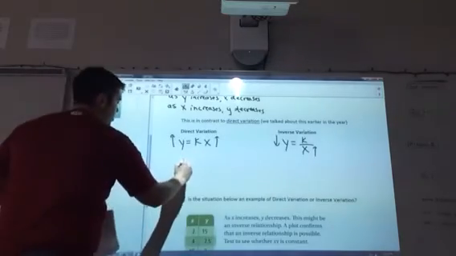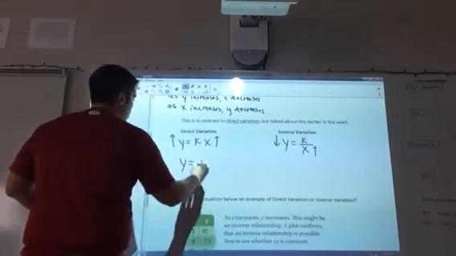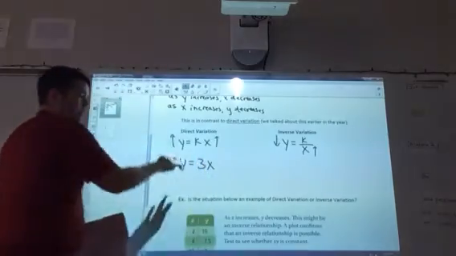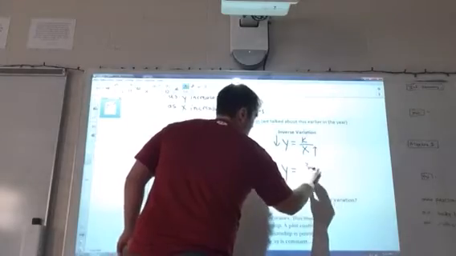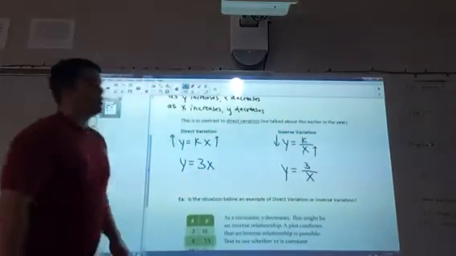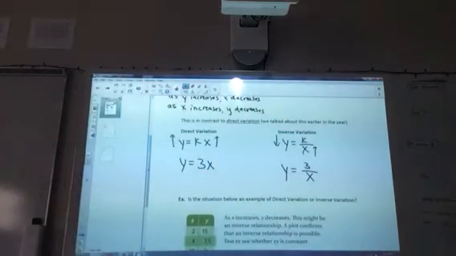So examples might just look like this. For direct variation, y equals 3x. That's an equation of direct variation. Inverse variation would be y equals 3 over x. Generally with inverse variation, you're going to see one of the variables in the denominator, like we have here with that x. Okay?